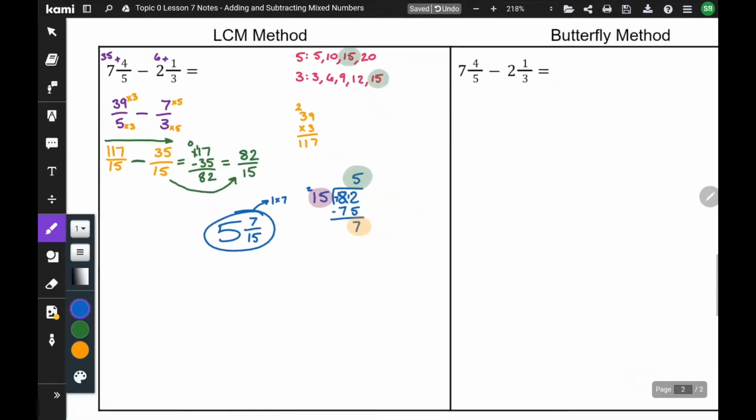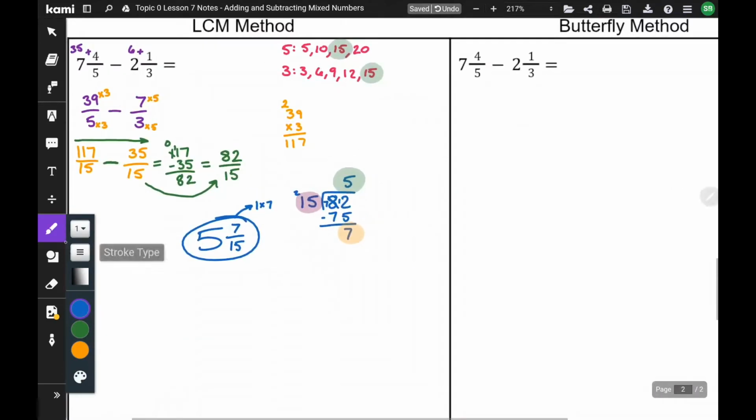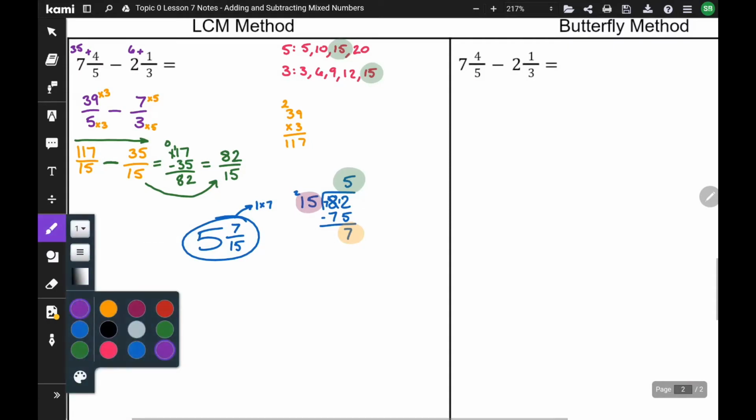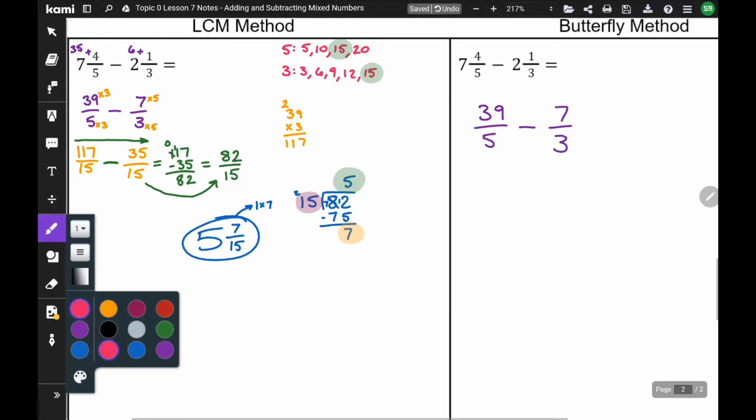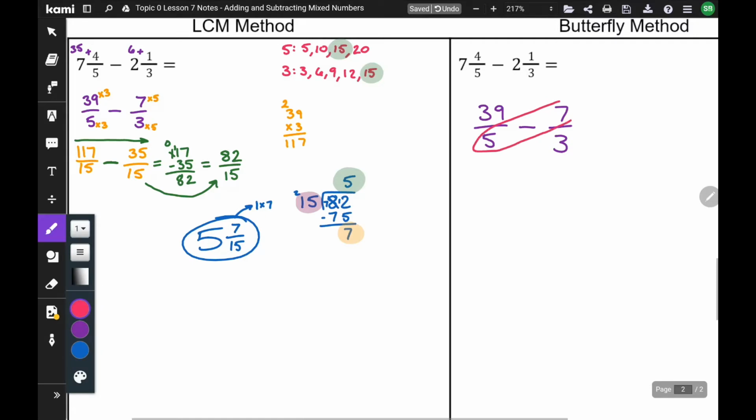All right, for the butterfly method, the exact same process again as last time. We've already converted these into improper fractions, so I'm going to go ahead and just copy those over. So we have 39 over 5 minus, again, this is subtraction, 7 over 3. So just like on the addition, I'm going to cross multiply. I'm going to take 5 times 7, which I know is 35. And then I'm going to do my other diagonal, 39 times 3, which we showed our work for over here in the yellow, is 117. And I multiply my bottoms, which is 15.